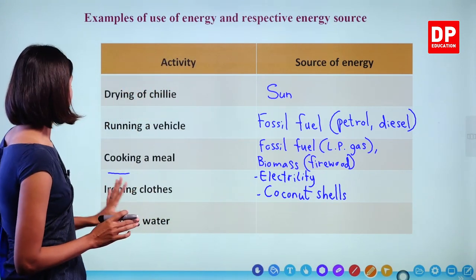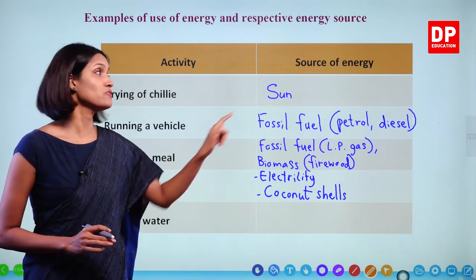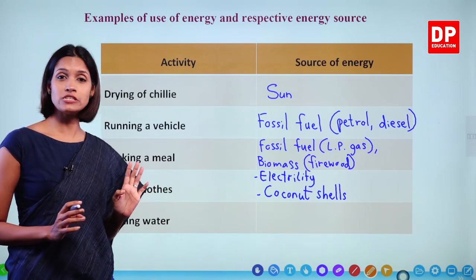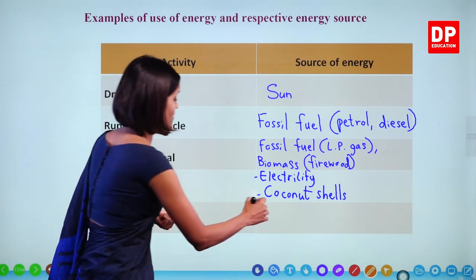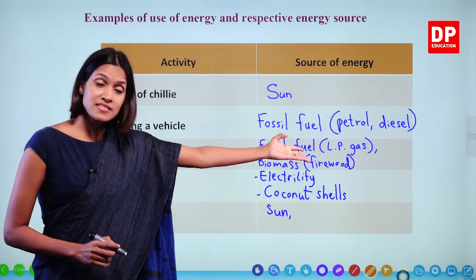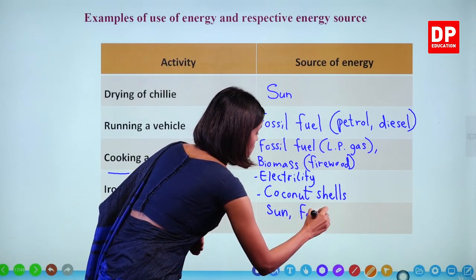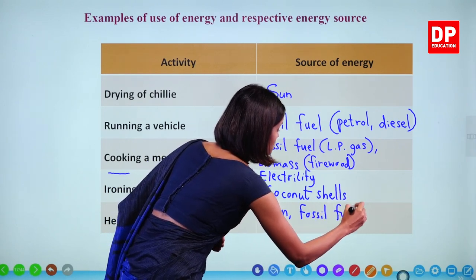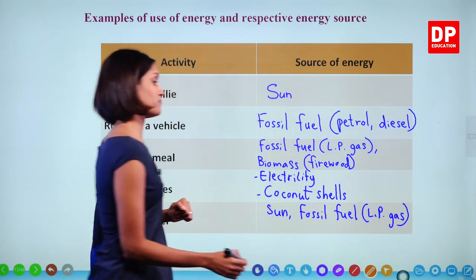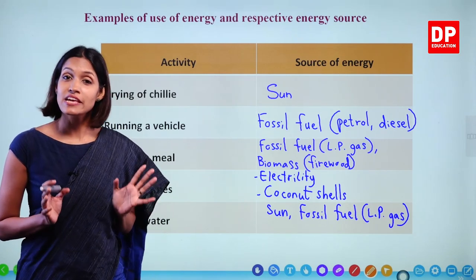Okay, children. And heating water. In order to heat water, what are the different sources of energy we can use? We can use the sun. You all know that using solar thermal cookers, you can heat water. There you use the sun's energy, right? You can use the sun, or you can use LP gas, which means fossil fuel, okay? Fossil fuel. There you can use LP gas, and even electricity.